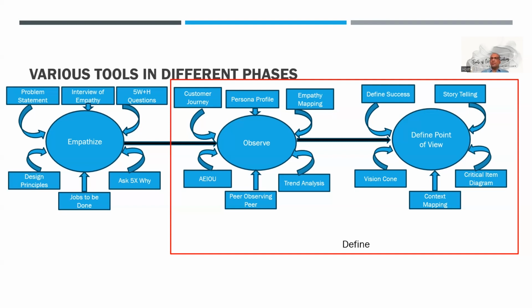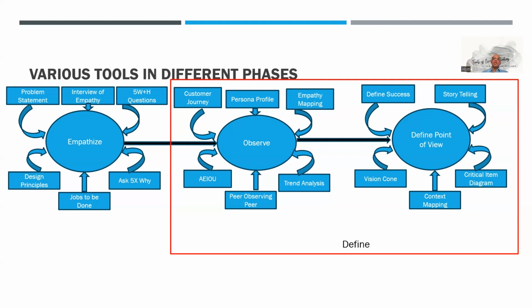So there are various tools for defining that. It can be part of a storytelling, critical item diagram. In the critical item diagram, the problem statement might be big, but in that a particular problem, like the way we just now discussed, the engine was not getting proper time to cool down. So that is a critical item. So that has to be part of the discussion.